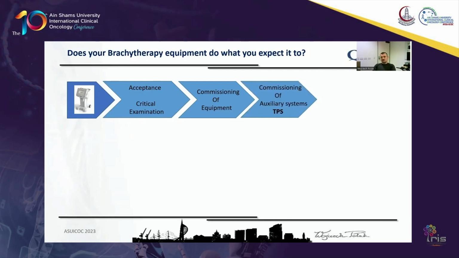Then we also have to commission all auxiliary systems like treatment planning software, which, obviously, if we don't do it correctly, whatever we put into the electronic system is going to be incorrect, a garbage in, garbage out situation that has been well described in treatment planning software commissioning documents.